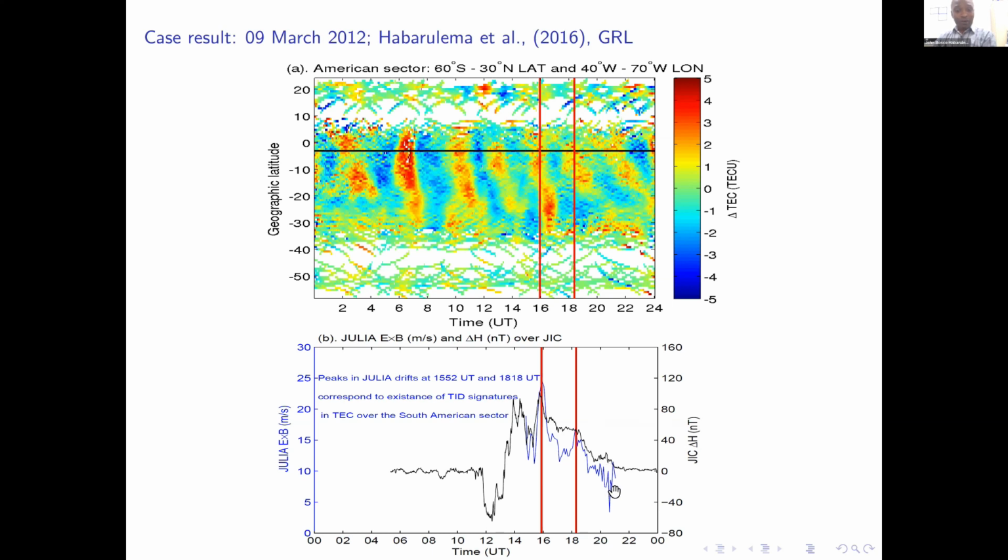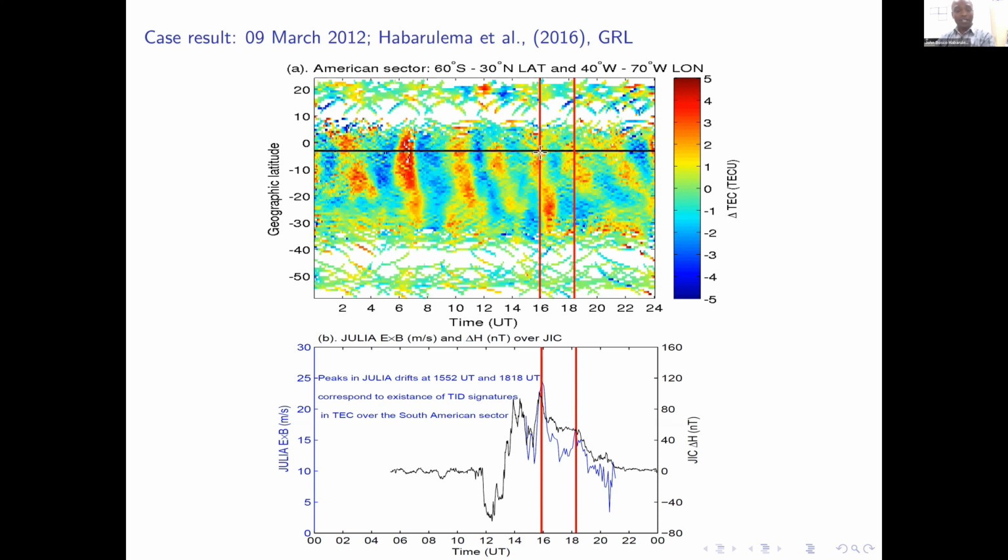Now, if you try and look at what is happening, the vertical red solid line is where we think there could be some kind of waves coming from the geomagnetic equator. I hope you can see the cursor where I'm pointing. If you relate that to the changes in delta H and the changes in E cross B, you'll see that you have an enhancement, and at approximately the same time you have these kind of waves being launched from the geomagnetic equator.